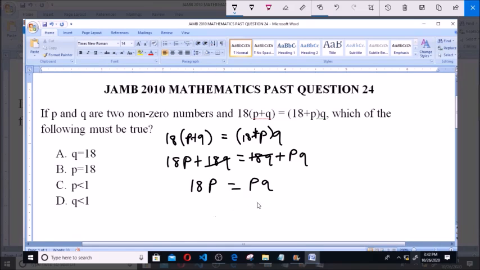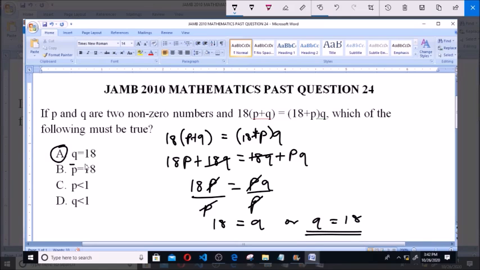Now from here we can see, since we have P here and we also have PQ here, we can simply divide both sides by P. And by dividing both sides by P, we cancel this P and this P. So we have 18 is equal to Q, or Q is equal to 18. So that means Q is equal to 18, and that is option A.